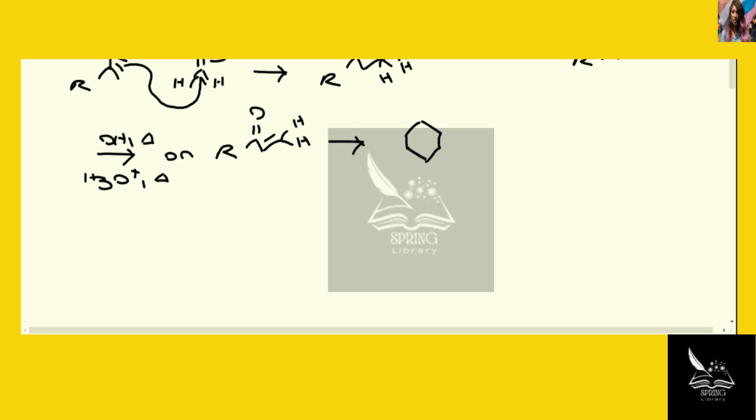So if we react it with either a base and heat or an acid and heat, it's going to give us the alpha beta unsaturated ketone. So we get the alkene, and we still have hydrogens right here. So replacing R with the benzene ring, we get the product from the aldol reaction.